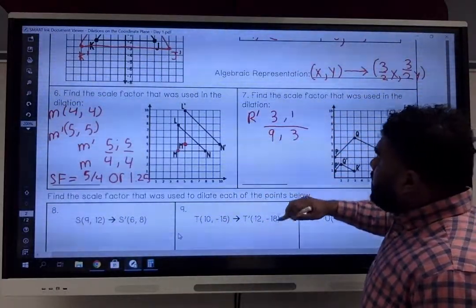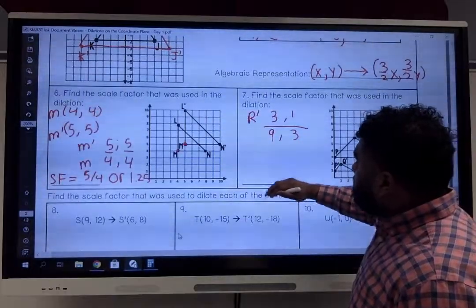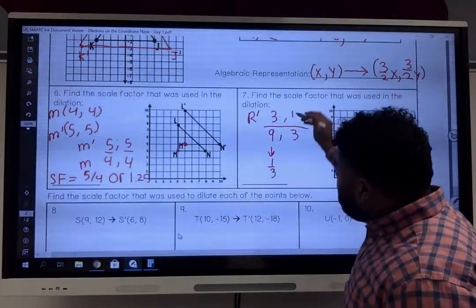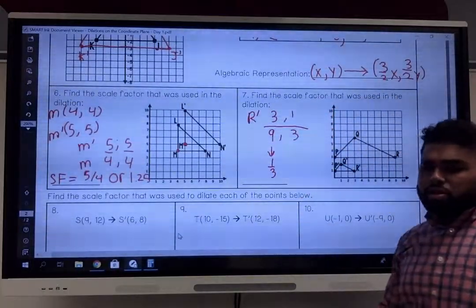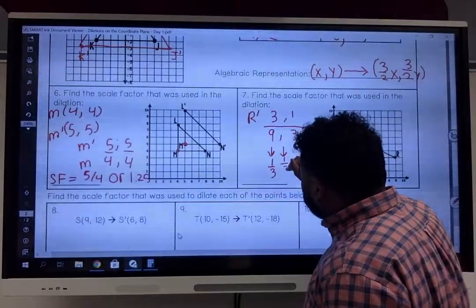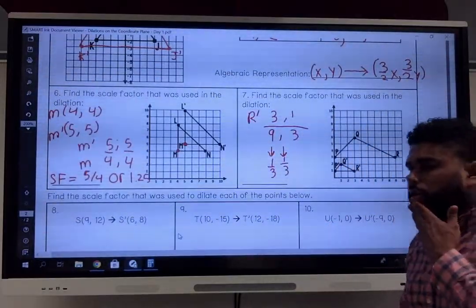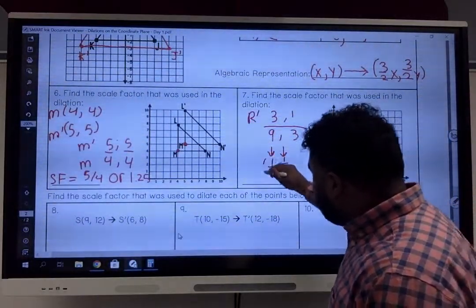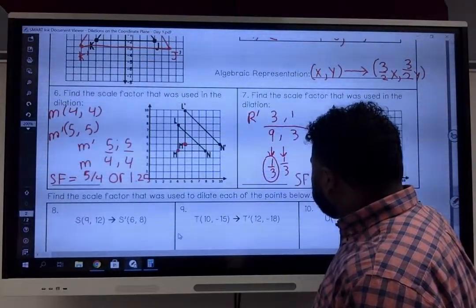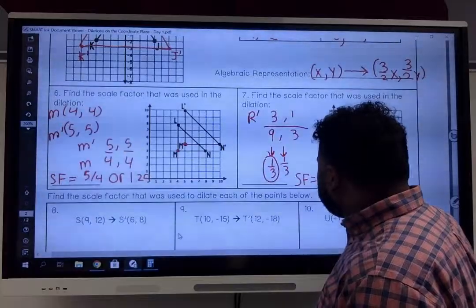3 divided by 9 is, well, I know I can simplify that to 1 over 3. Can I simplify 1 over 3 any further? No. So since they're both 1 over 3, we know that it's proportional. So the scale factor must be 1 over 3. Scale factor equals 1 over 3.